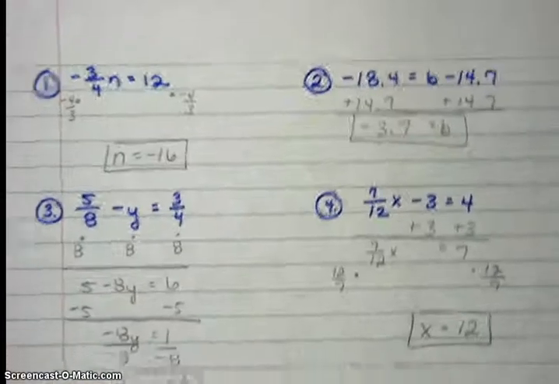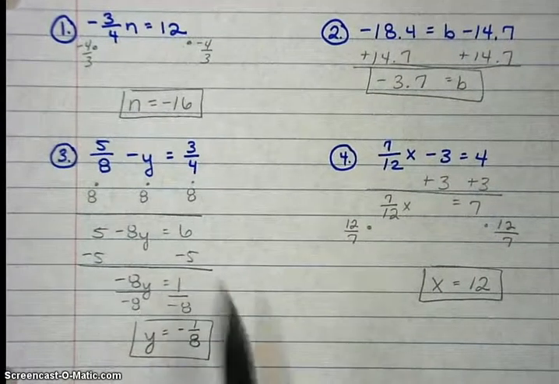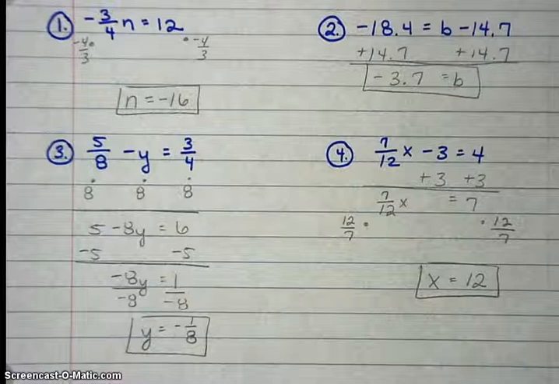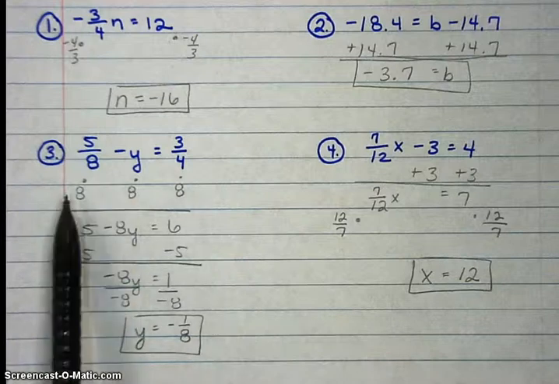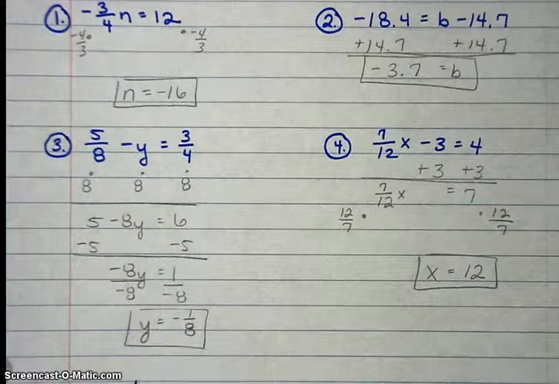So starting with numbers 1 through 4. Notice on number 1, all I did was multiply by the reciprocal. We never divide by fractions. On number 2, I added 14.7 to both sides. Now on number 3, you'll notice I got rid of the fractions. You don't have to do it this way. I prefer to do it this way. I don't really care to use fractions. It's a little bit harder for me.